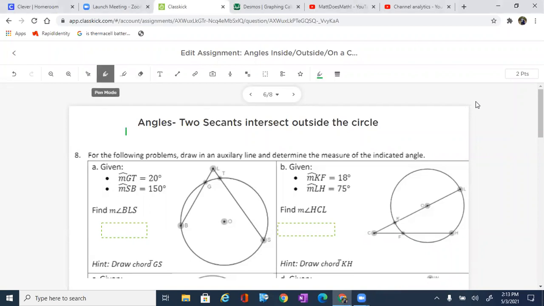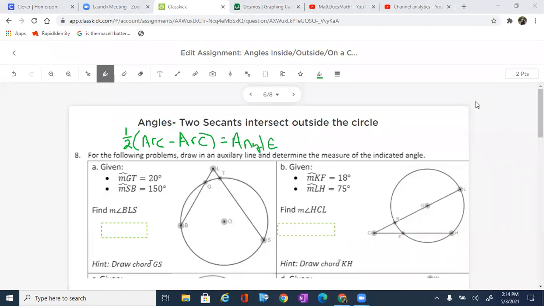We take 1/2 of the arc minus the second arc, and that will give us the angle. All right, so let's make some sense of this, and I'm going to show you how to use this in an example. So let's go ahead and do that.